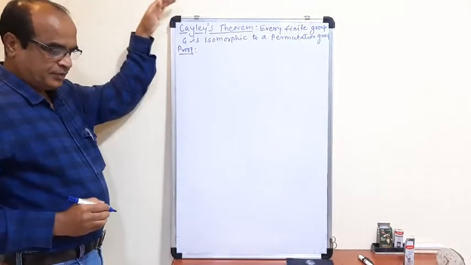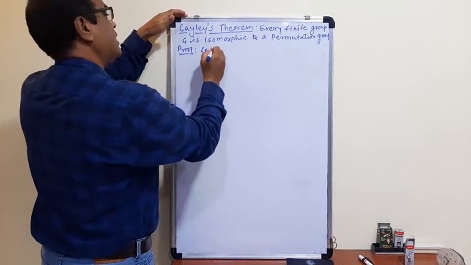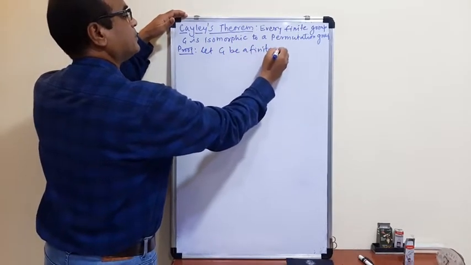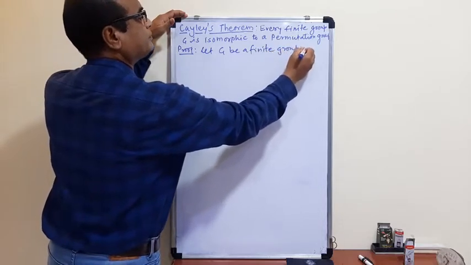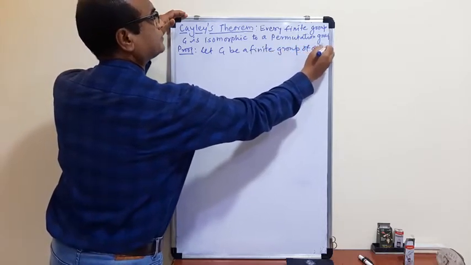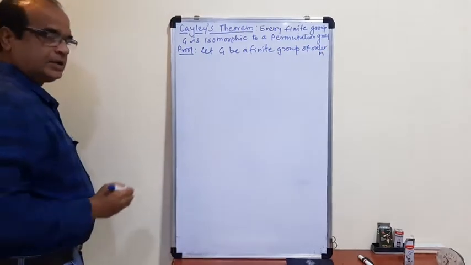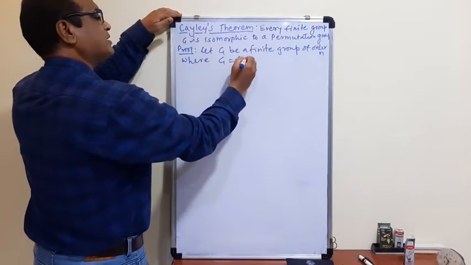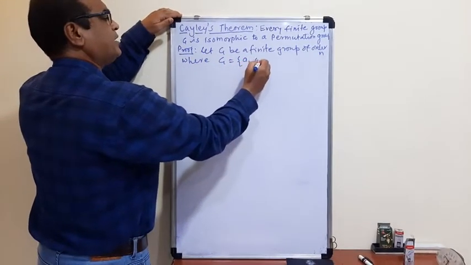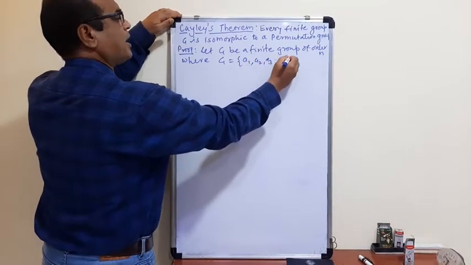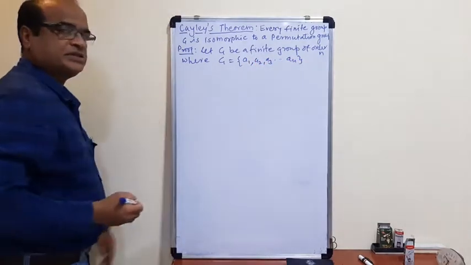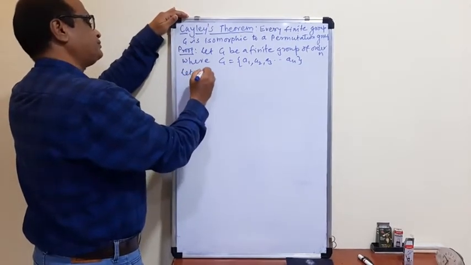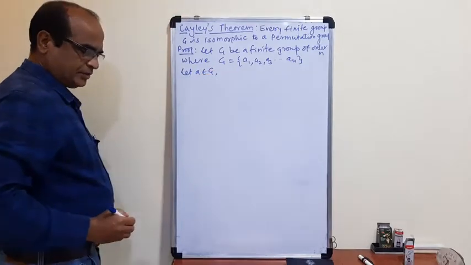Let G be a finite group of order n, where G is equal to {a1, a2, a3, and so on, an}. So this is the group G. Okay, where let a be an element of G.